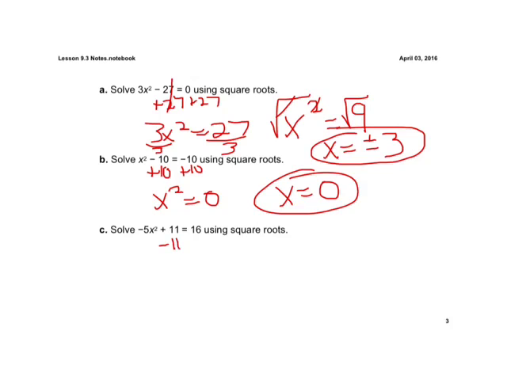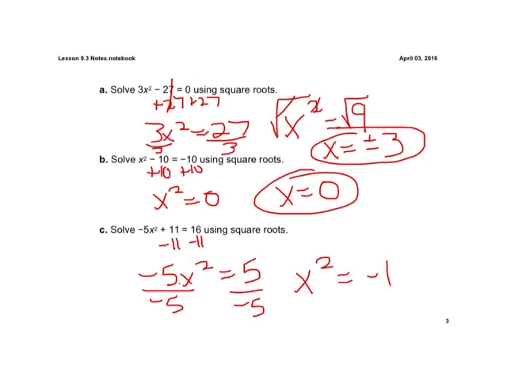Alright, and for part C, same thing here. We're going to do the opposite operation, so let's subtract our 11. So we're left with negative 5x squared equals 5. And we're multiplying here, so if we do the opposite operation and divide by our negative 5, we have x squared equals a negative 1. And remember what we said with negatives, we can't square any number and get a negative answer. So we know right away that this has no real solutions. Whenever that number is negative, we're going to have no real solutions.